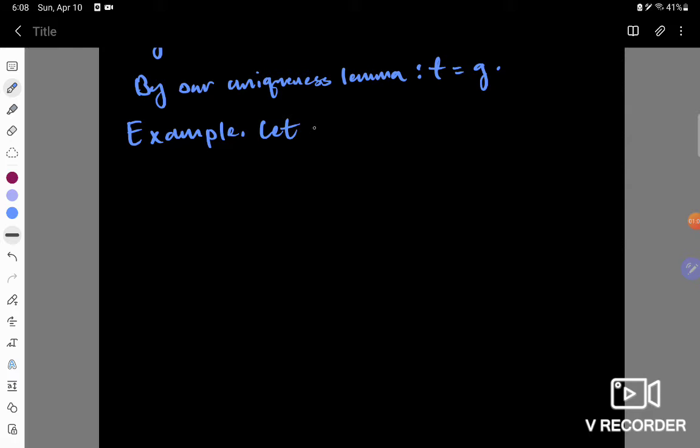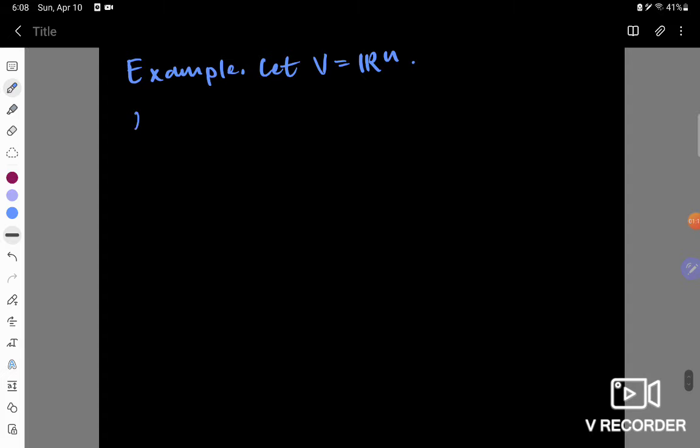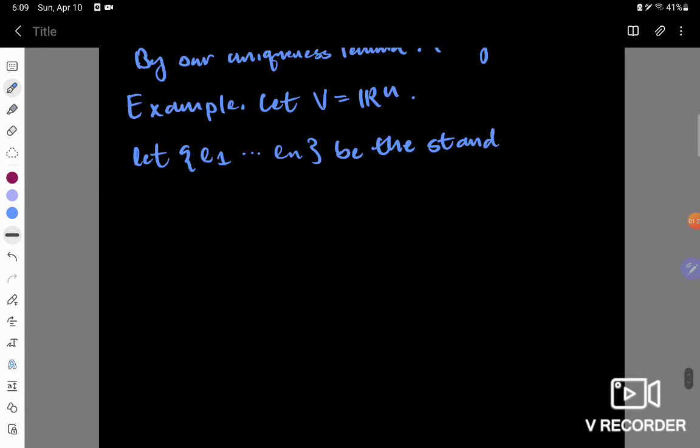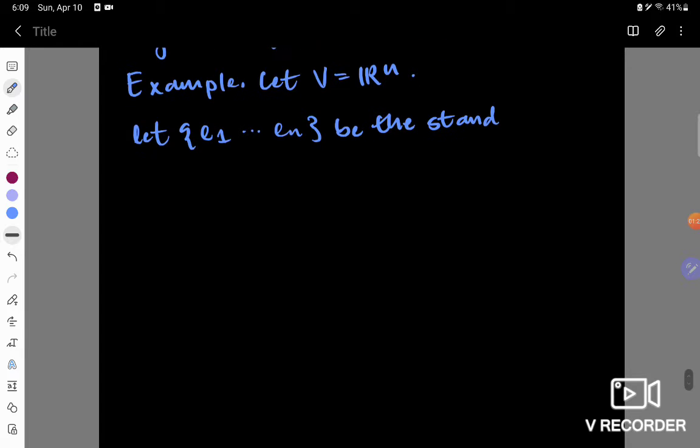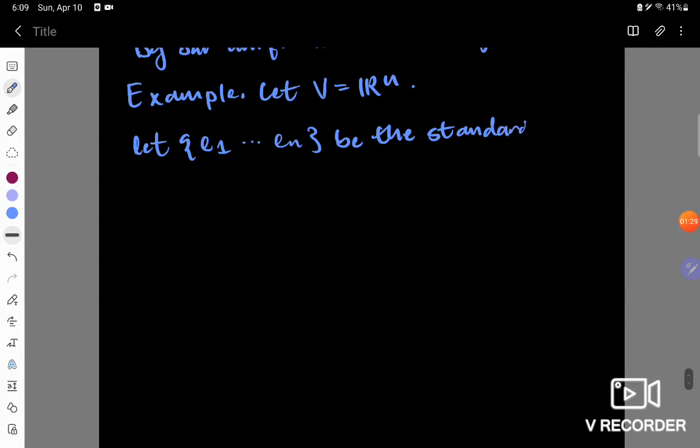So we let V, our vector space, simply equal Euclidean n-space. And we let, as the usual convention goes, e_1 through e_n be its basis, the standard basis, which has 1 in the ith slot and then 0 in all of the others. This is the standard basis.